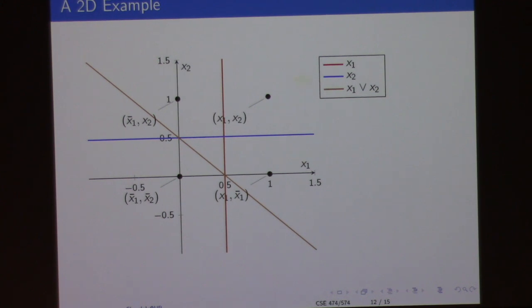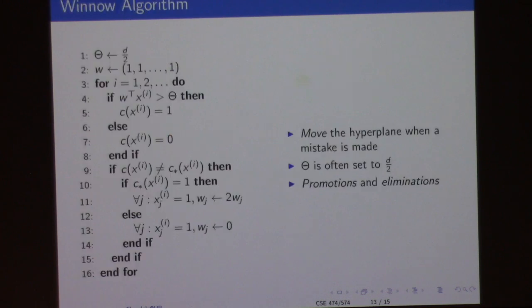So I talked about this. The idea is that whatever the concept is, as long as it is a monotone disjunction, you should be able to draw a line. And what line it would be is what Winnow will give. So this is the algorithm. We will not go step by step through this algorithm too much. You will get a chance to play around with it. But the general idea is this.